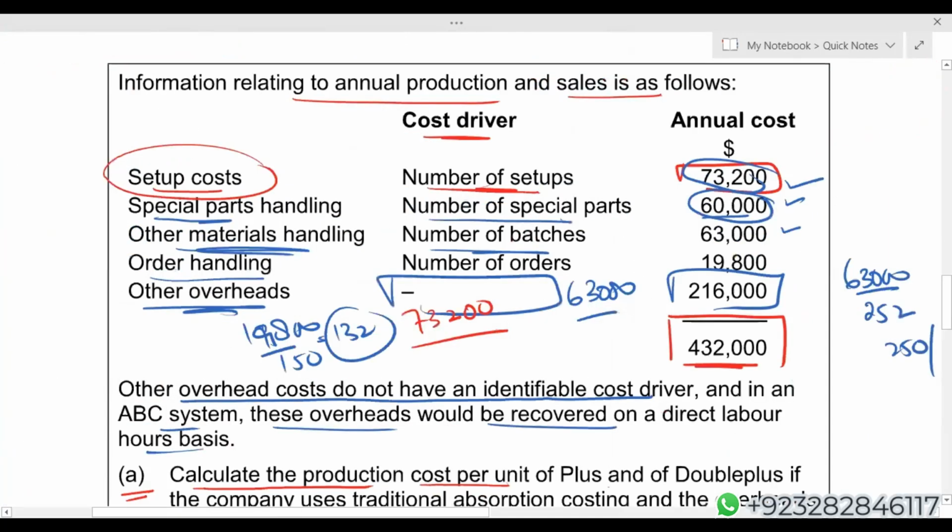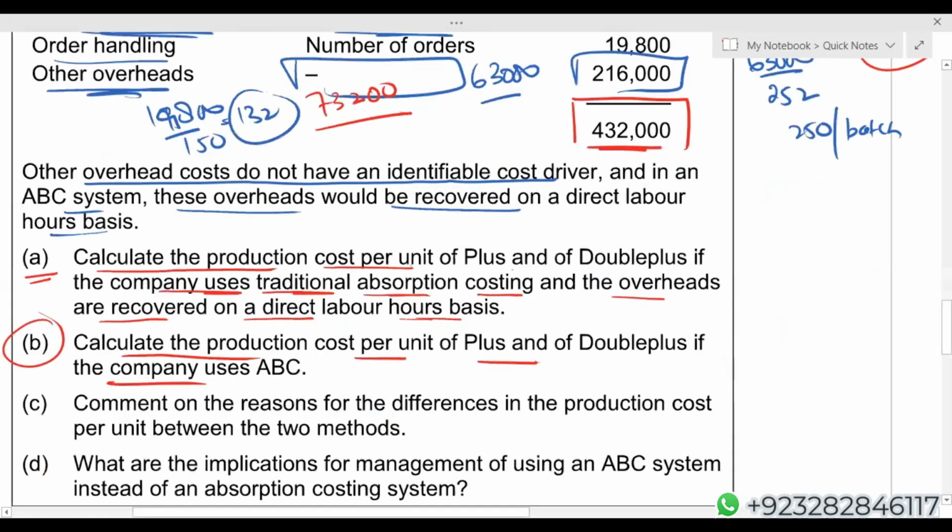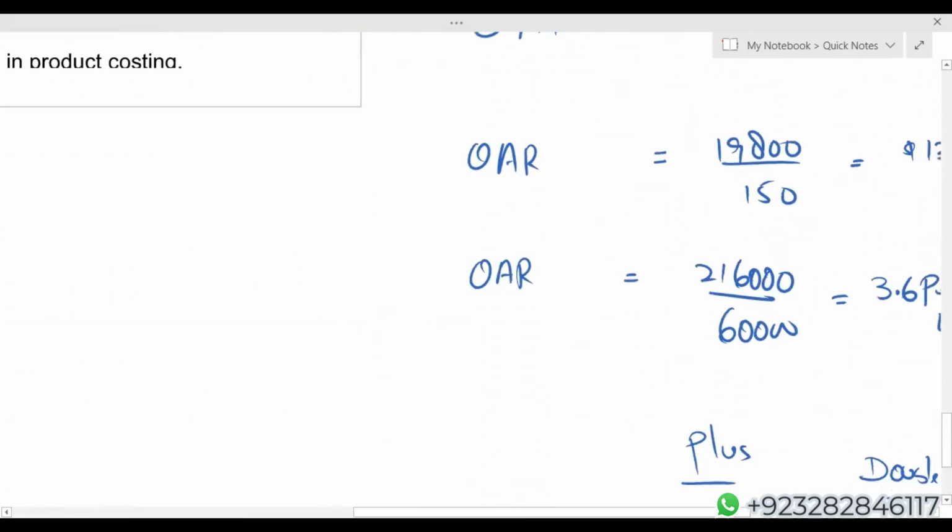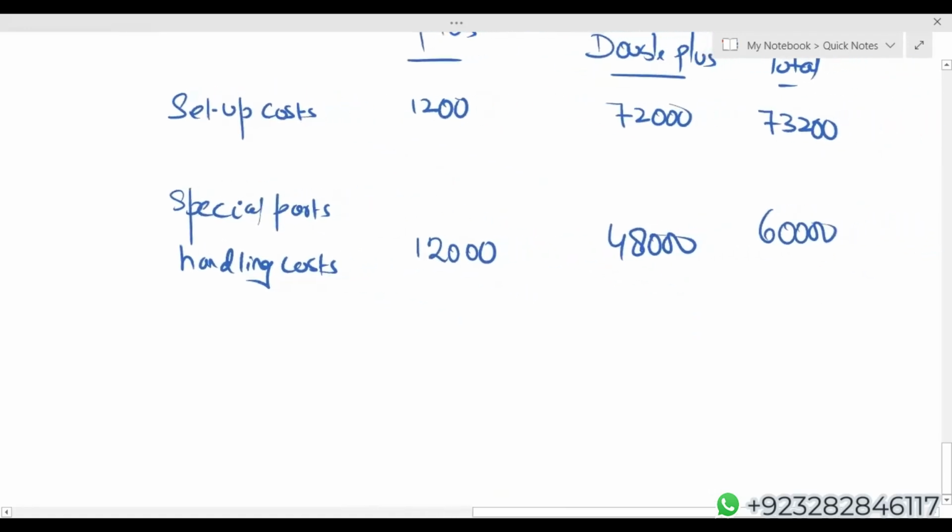Okay. We have allocated setup costs. We have allocated special parts handling costs. Why we are doing this, you will get to know. Just wait. Now, other material costs. Simply on the basis of number of batches and per batch, we have already calculated other material handling costs. Let's allocate those other material handling costs also.